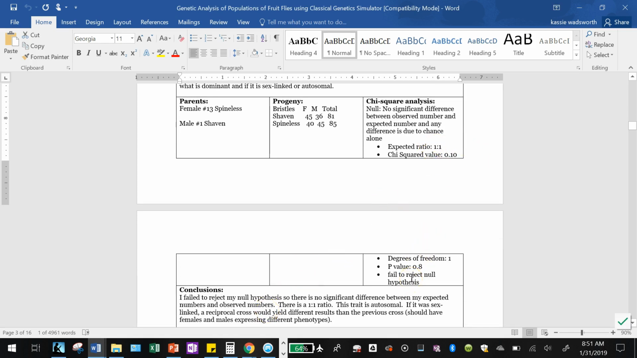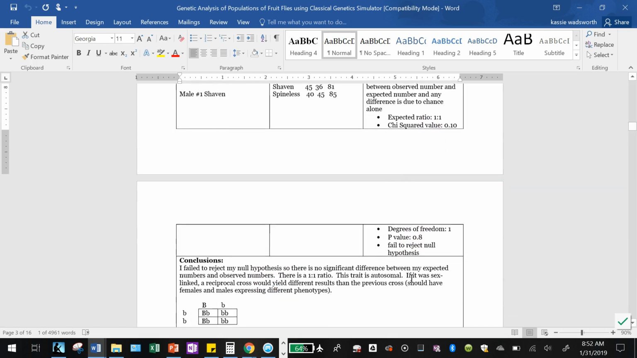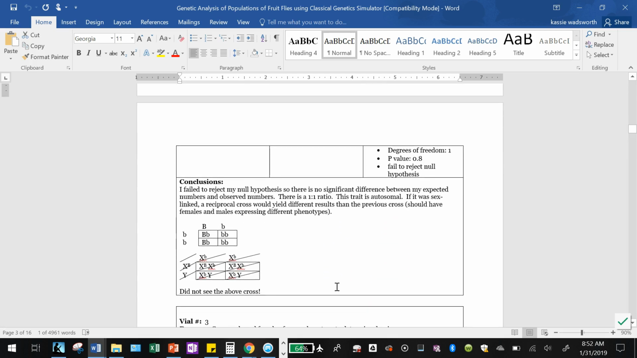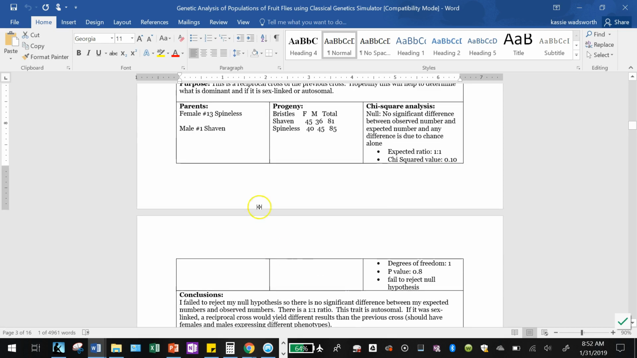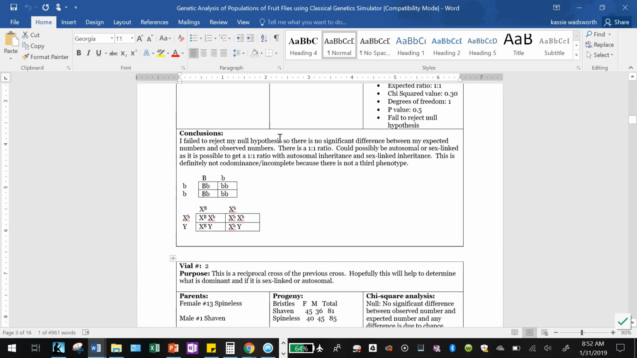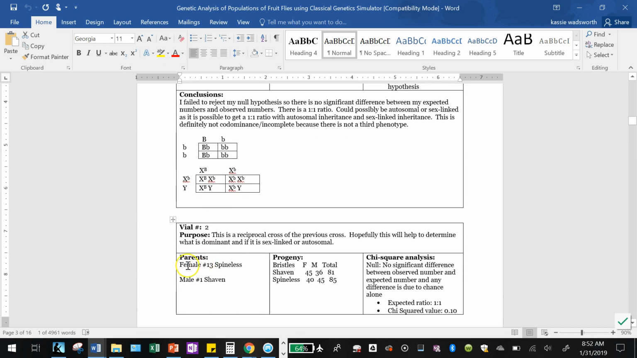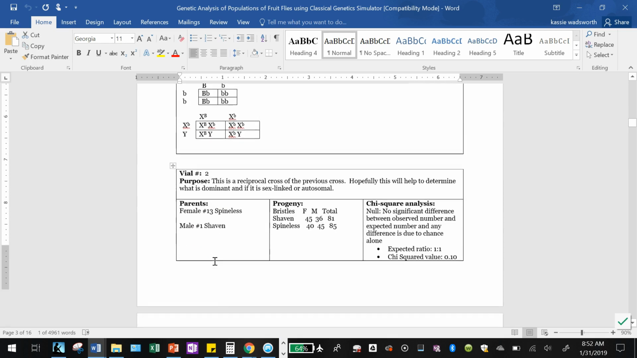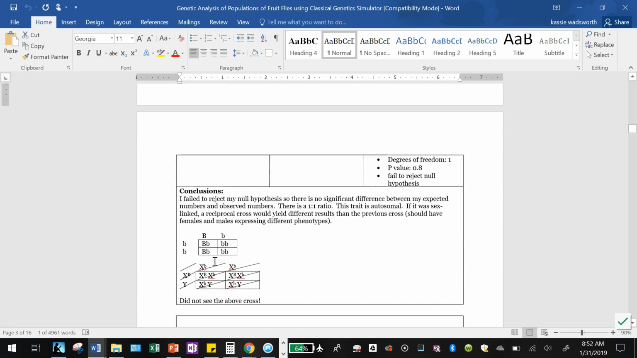I recorded it. I also failed to reject my null, so there's no significant difference between what I'm seeing in a 1-to-1 ratio. What's interesting, though, is that when I set up this cross, I picked parents that were opposites of what I had before. So here I see I have a female that's spineless and a male that's shaven. Here I have a female that's shaven and a male that's spineless.